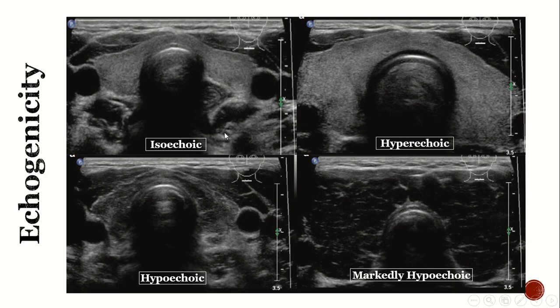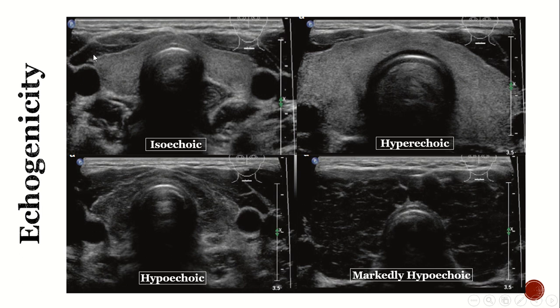About echogenicity, this is isoechoic thyroid, and this is hyperechoic thyroid, and this is hypoechoic, and this is markedly hypoechoic. How do we classify them? We just look at the strap muscles and compare the echogenicity of the thyroid lobes.